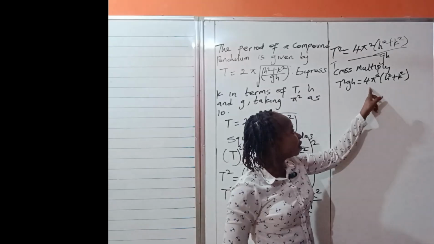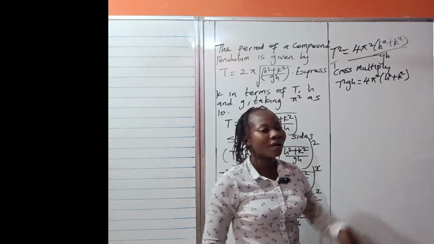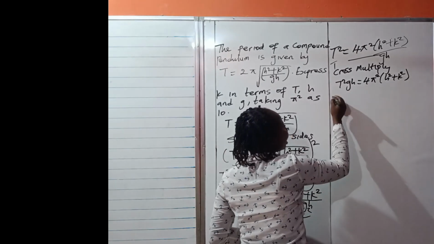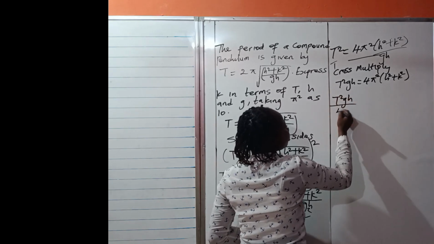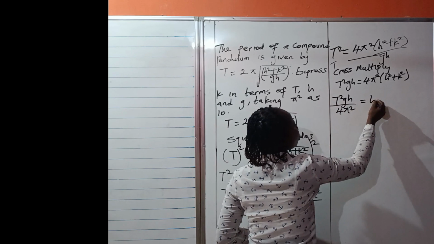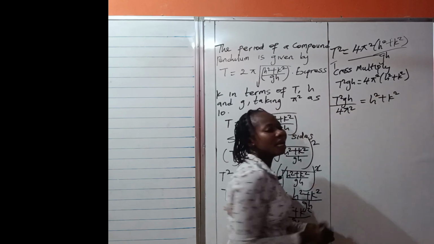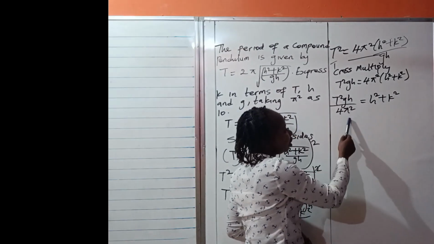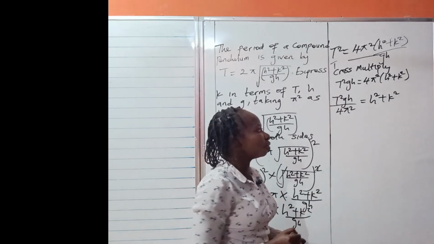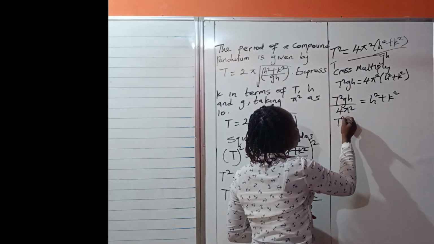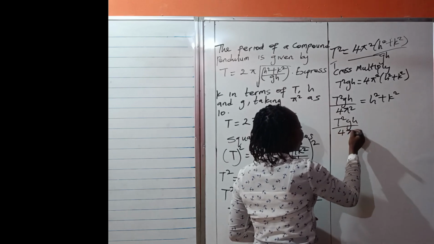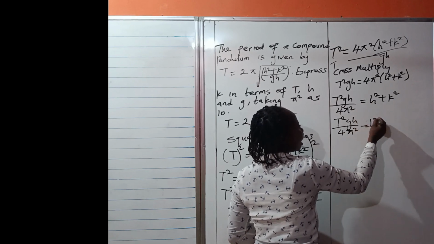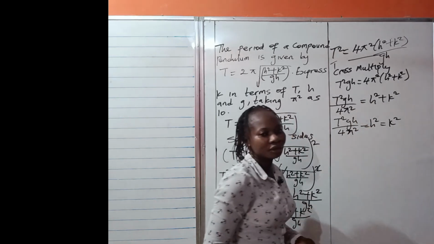So let's try to eliminate 4 pi squared too. How do we eliminate 4 pi squared? We can divide through by 4 pi squared. We have T squared gh over 4 pi squared equals h squared plus k squared. So we can take h squared to the other side so that k will be something that we can solve. So T squared gh over 4 pi squared, minus h squared, equals k squared.